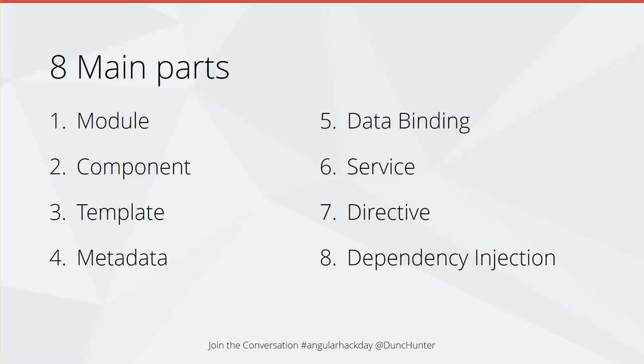So there's 8 main parts to an Angular 2 application you've got to get your head around. And we're going to run through those now. So there's modules, components, templates, metadata, data binding, services, directives, and dependency injection. Now these are just a lot of words on a page. So let's look at it in a diagram and then in some code.